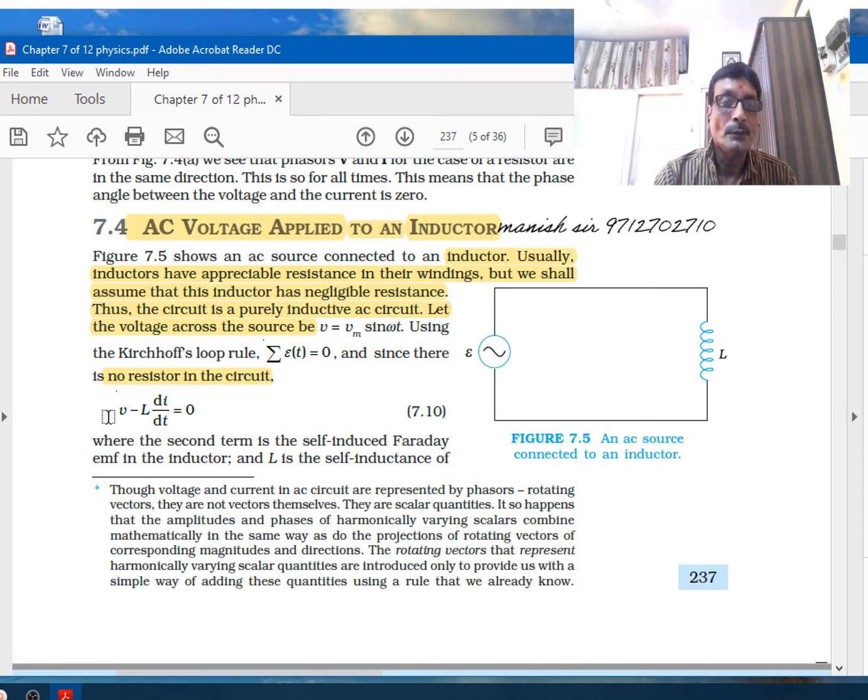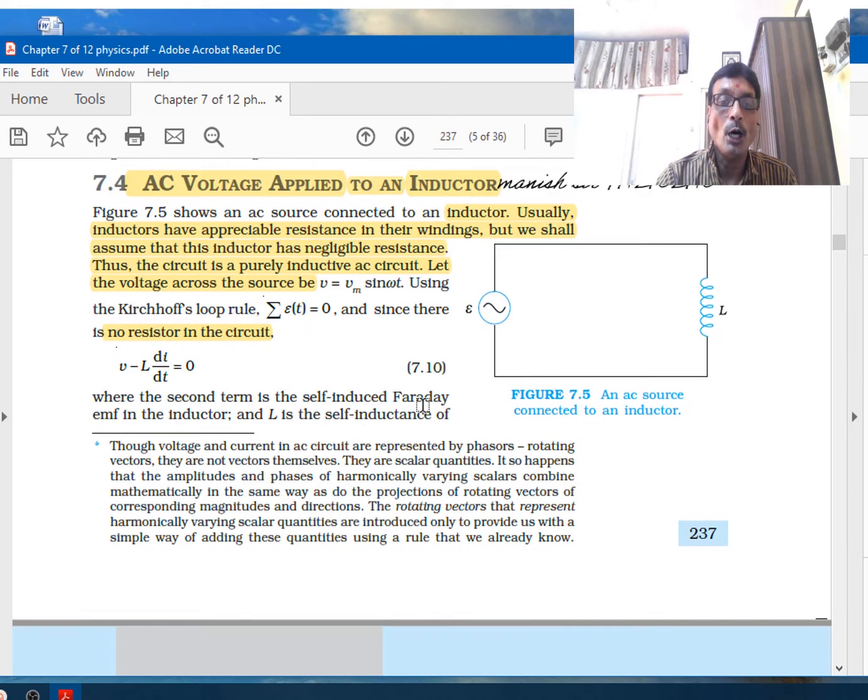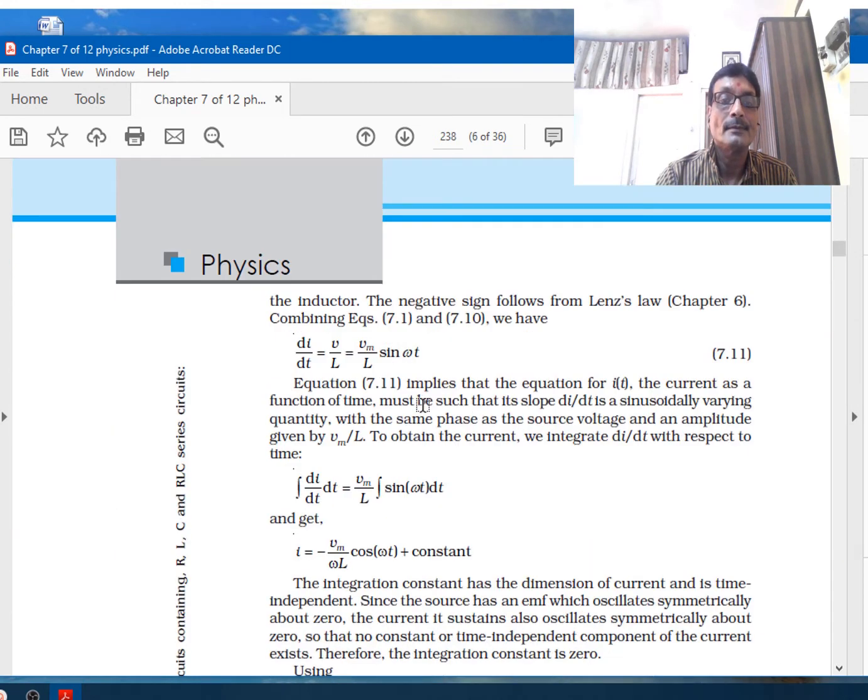Now v minus L di by dt equals 0, where the second term, minus L di by dt, is the self-induced Faraday EMF in the inductor, and L is the self-inductance of the inductor. The negative sign follows from Lenz's law, and so we can write di by dt equal to v by L, and we know that v equals Vm sin omega t, so put it here: Vm sin omega t divided by L.